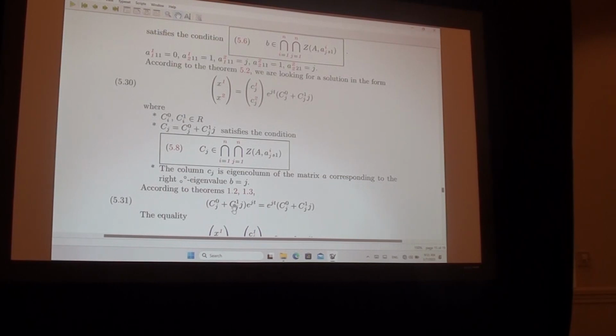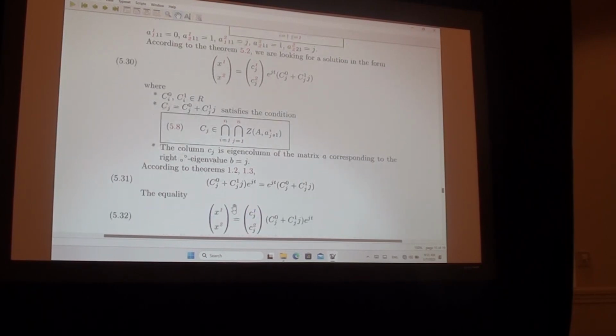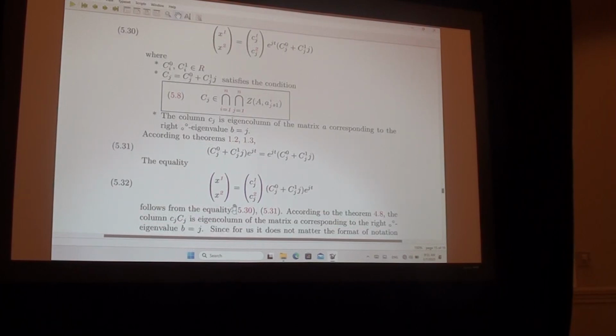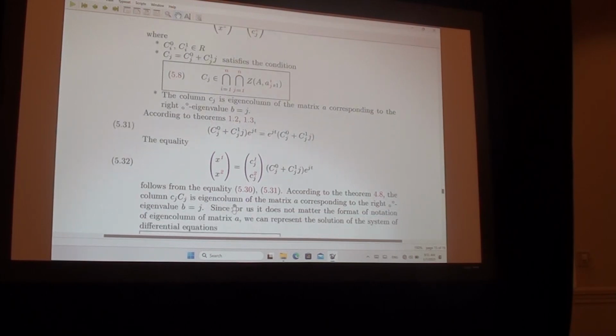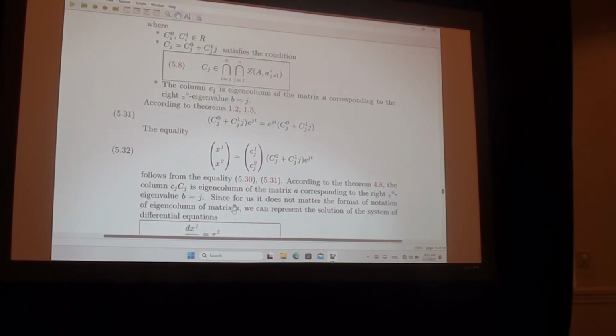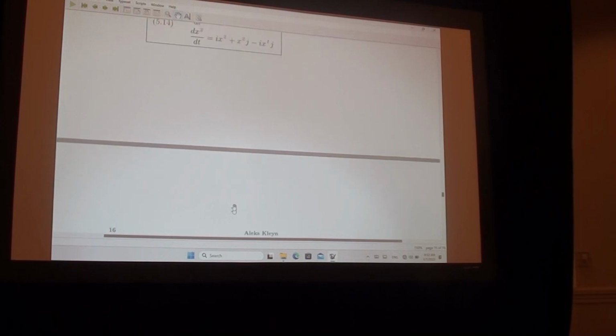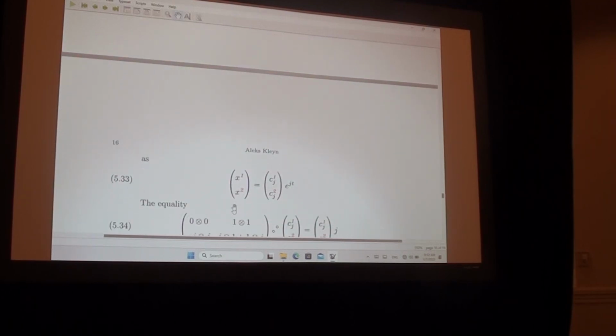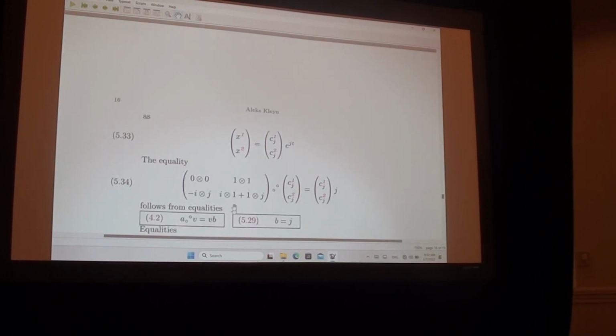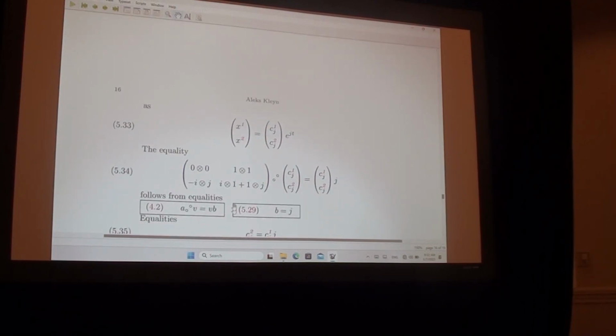According to theorem 1.2, 1.3, you have equality 5.21, and equality 5.22 follows from equalities 5.30 and 5.21. According to theorem 4.8, the column C_j is an eigencolumn of the matrix A corresponding to the real eigenvalue e equal j. Since for us it does not matter the format of notation of eigencolumns of matrix A, you can represent the solution of the system of differential equations 5.14 in the form 5.23. Equality 5.24 follows from equality 4.2 where b equals j.